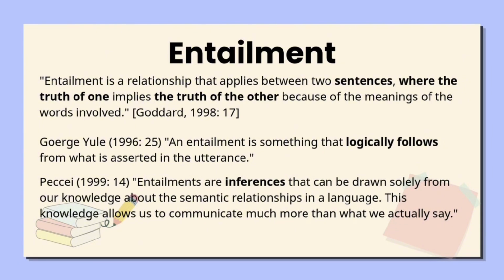Before moving to the characteristics of entailment, this slide gives us some definitions from linguists. First, according to Goddard, entailment is a relationship between two sentences where the truth of one sentence implies the truth of the other because of the meanings of the words involved. This means that entailment happens naturally from word meaning, not from grammar only.